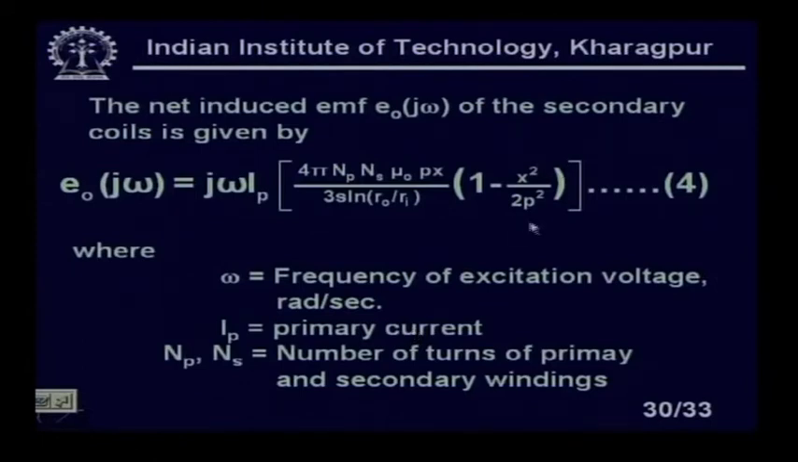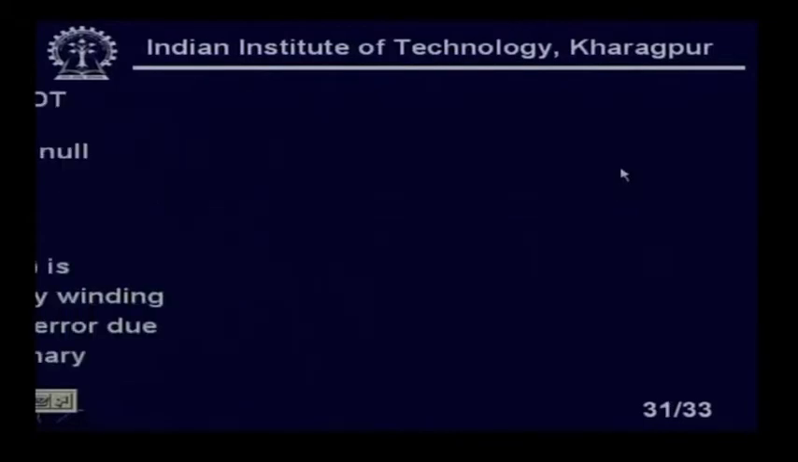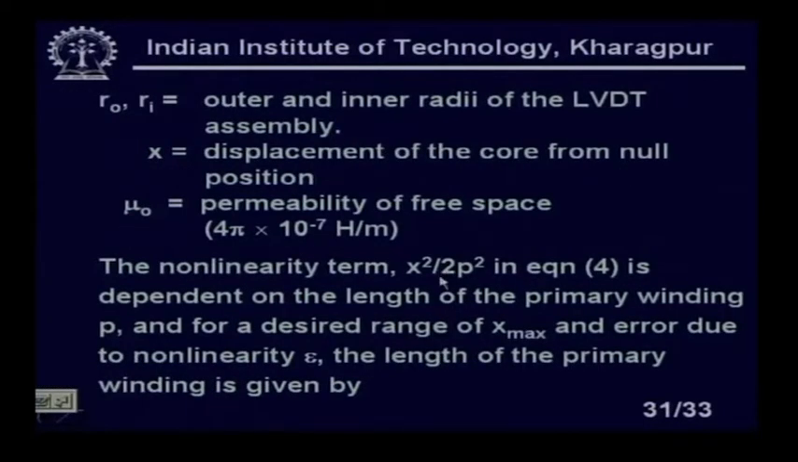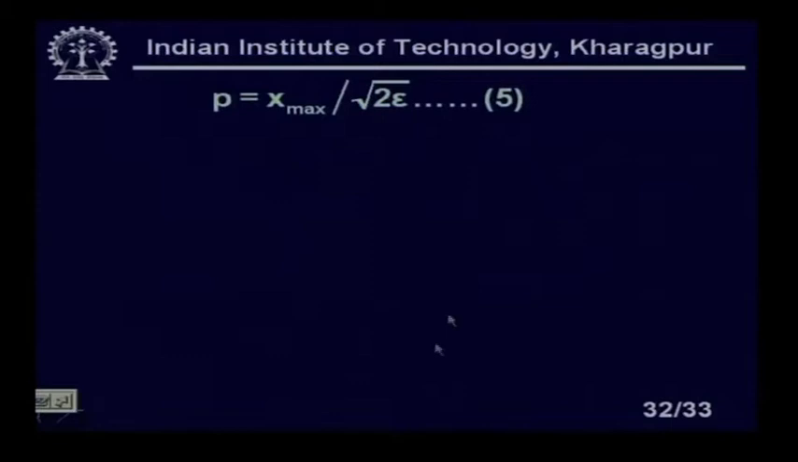Now, if you look at this nonlinearity term, x square upon 2 p square, this is the nonlinearity term in the LVDT. The nonlinearity term x square by 2 p square in equation 4 depends on the length of the primary winding p. For a desired range x max and error due to nonlinearity epsilon, the length of the primary winding is given by p equal to x max upon root 2 into epsilon. So this is the length of the primary, from equation number 5.